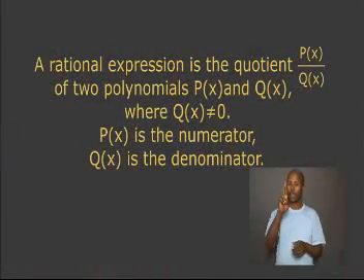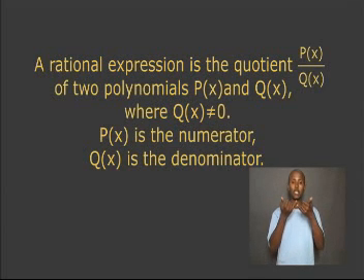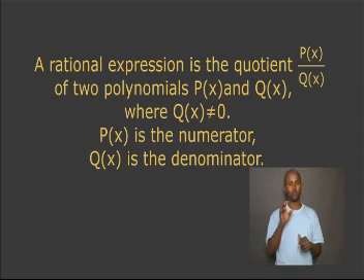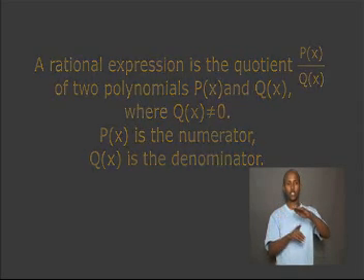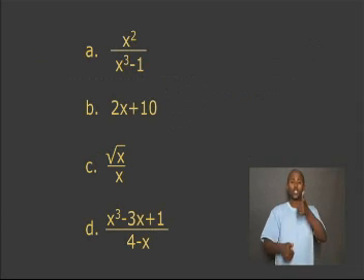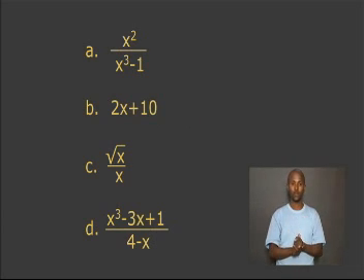A rational expression is the quotient of two polynomials, p of x over q of x, where q of x is not 0. P of x is called the numerator, and q of x is called the denominator. For our first activity, observe these four functions, which are rational expressions. Take a moment to decide.